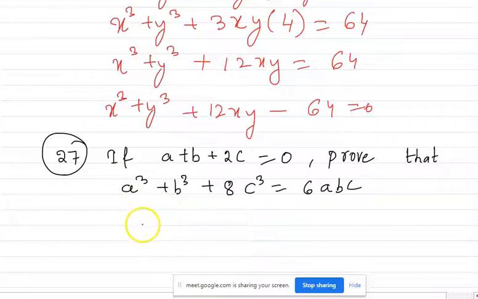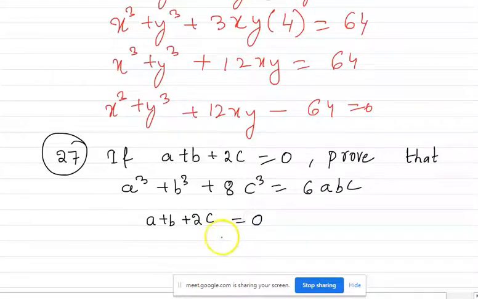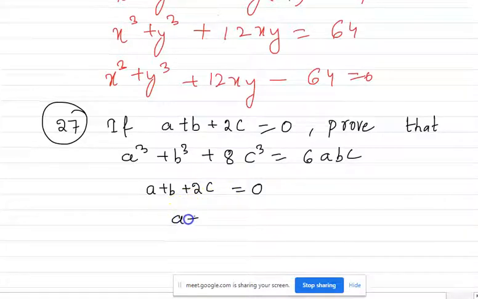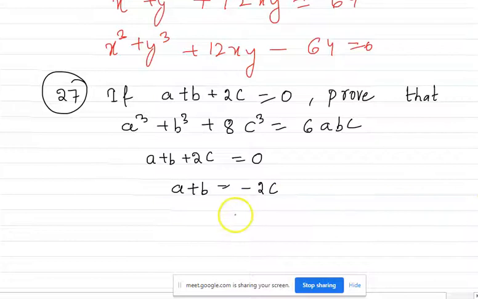Here I'll write. First we write the given part. So what is the given part? Given that a plus b plus 2c is equal to 0. So here you have to write a plus b, this plus goes that side, so minus 2c. So a plus b is equal to minus 2c.